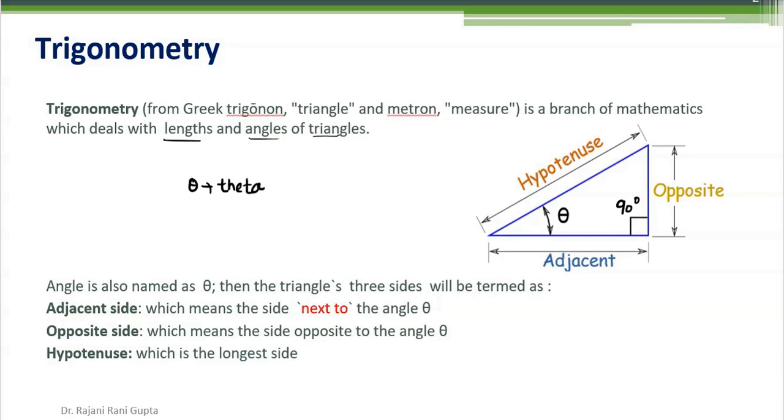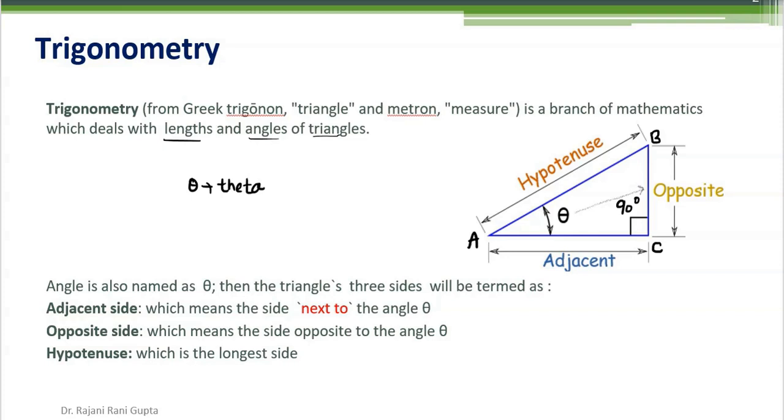To measure the trigonometric ratios, we should know what we mean by opposite, adjacent, and hypotenuse. The side which is opposite to the angle theta, we call the opposite side. If we name the triangle ABC, then the side opposite to angle theta is BC.